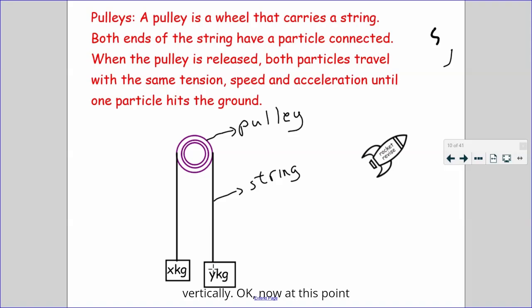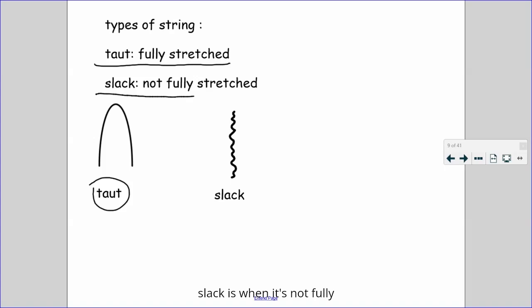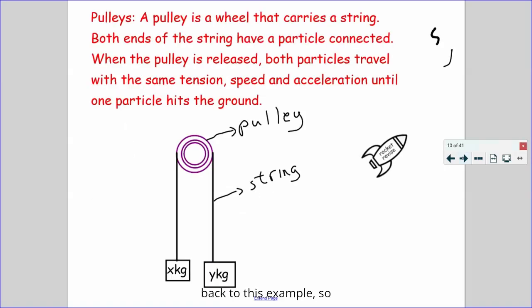Okay. Now, at this point, it's good to mention that a string can be two types. You can have a string which is taut. Taut means the string is fully stretched. It can't be stretched anymore. And slack is when it's not fully stretched. So if you look at this example here, the string is not fully stretched. It can be stretched further to make it taut. So coming back to this example, here you can see the string is taut on both sides.